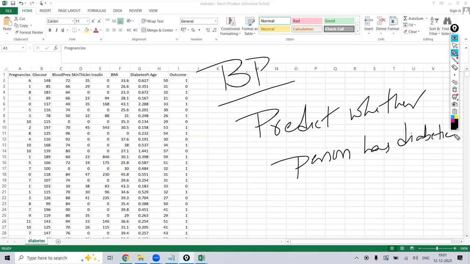Point is clear? Everyone, understood or not? For example, how many of you know this KFT, LFT? KFT means kidney function test. LFT means liver function test. In that liver function test or kidney function test, you will have certain parameters.